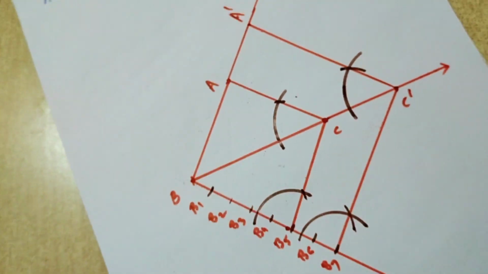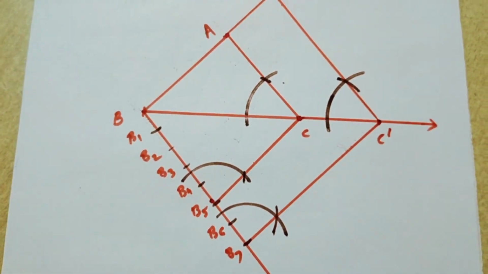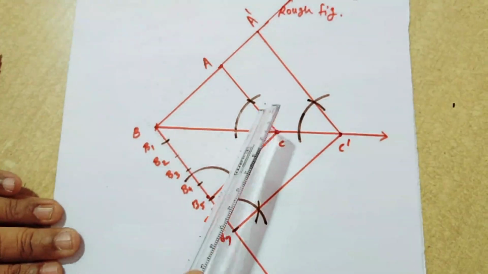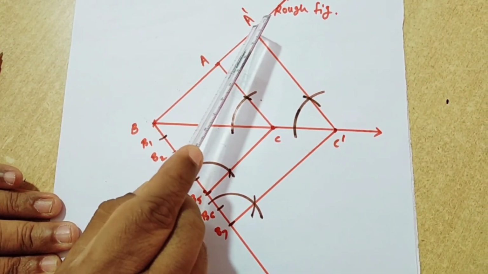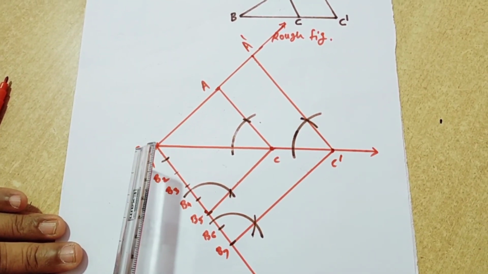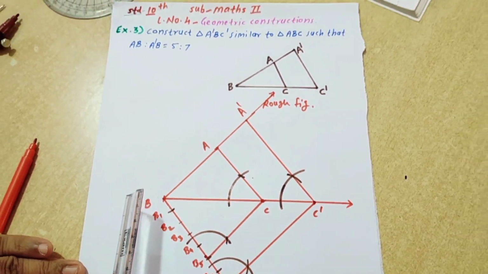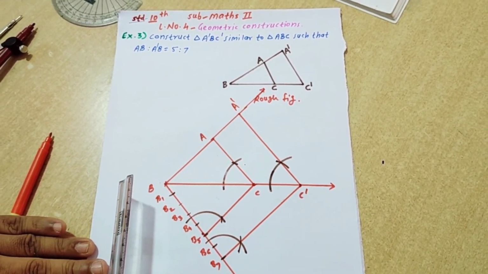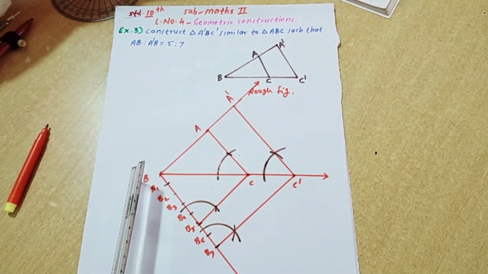Now in this way we got both similar triangles. First is ABC, it is any triangle, then triangle A'BC', which is similar to triangle ABC. So in this way, when the ratio of corresponding sides is given, then we can construct similar triangles.